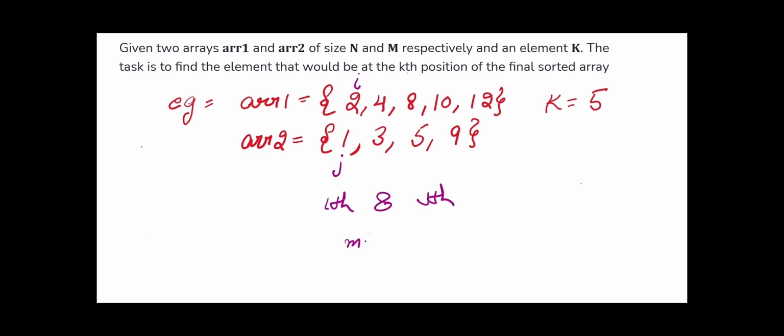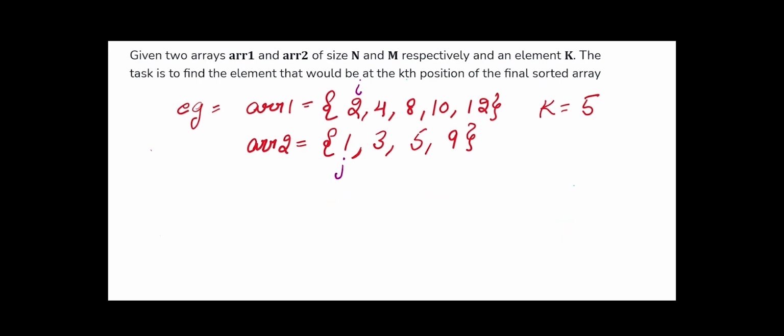We'll store the mean of the element present at i position and the element present at j position, and we will keep updating the value. So in this way, during the kth iteration, we will get the kth element of the final sorted array. Let's understand this in depth by solving this problem.